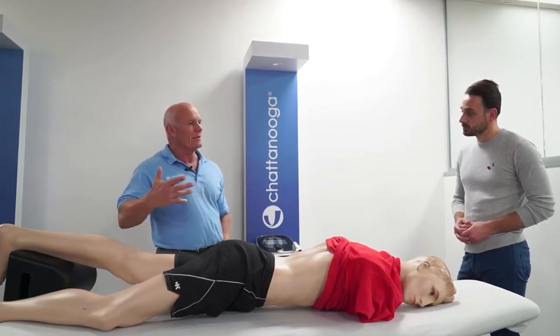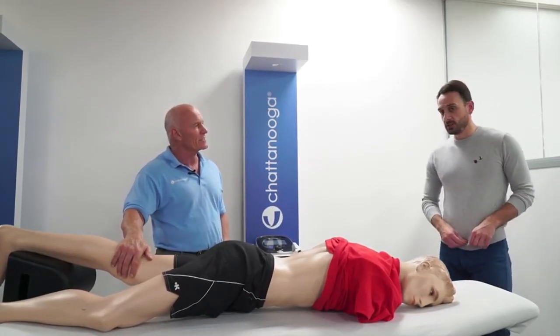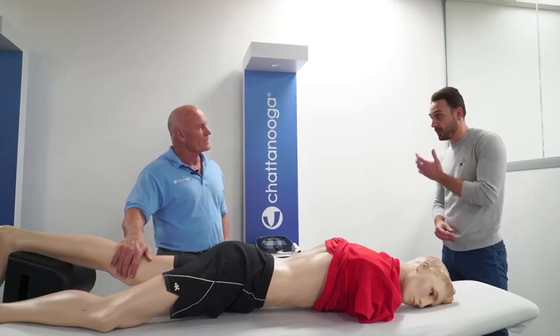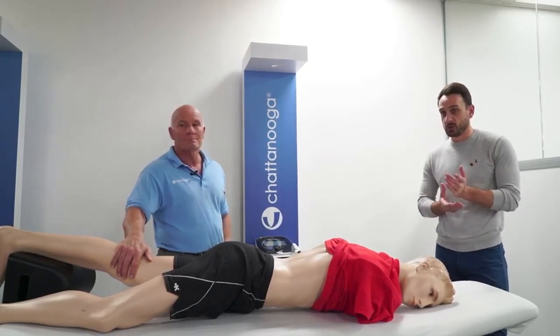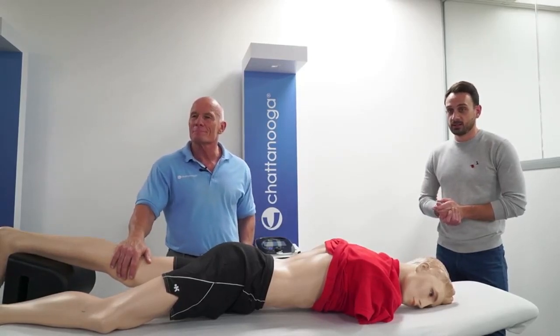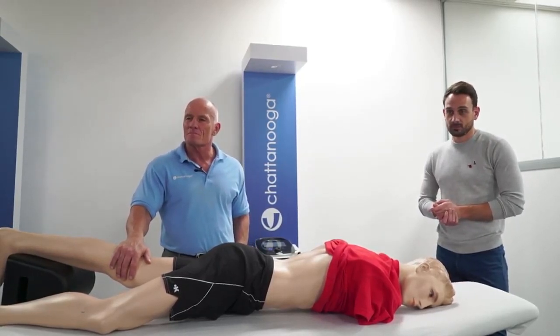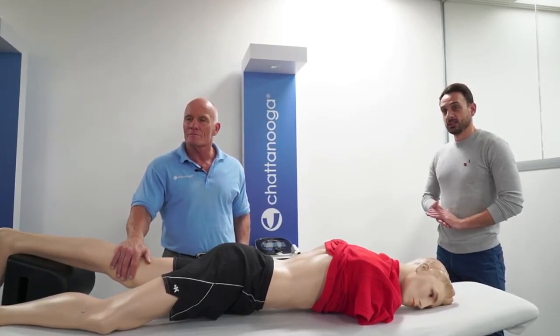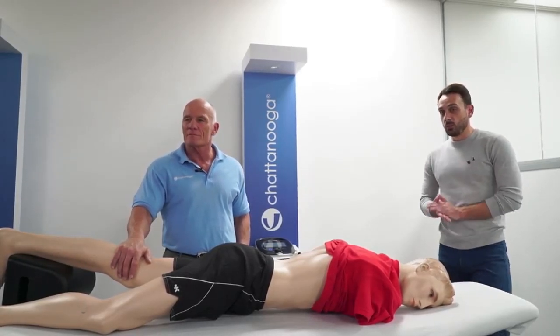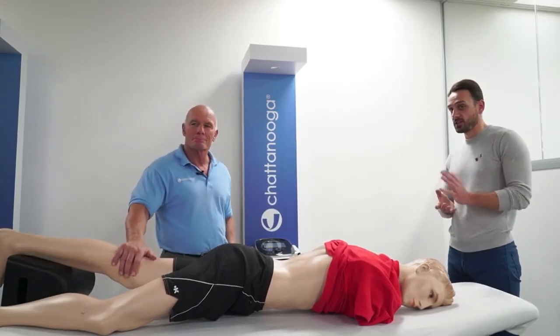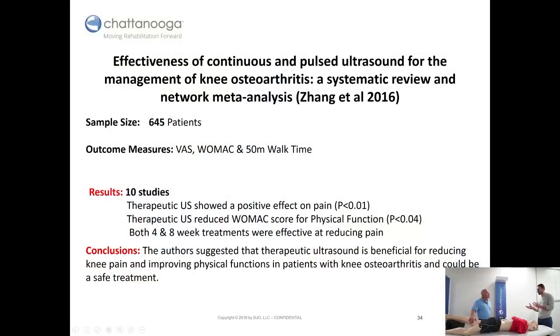Absolutely, yeah. And then the second study that I picked out, which is another randomised control trial, if you can switch to the next slide, was looking at 645 OA patients. This was from 2016, and again using very similar outcome measures: the VAS scale, the WOMAC scale, 50 metre walk time. They looked at 10 studies for therapeutic ultrasound and found that it showed a positive effect on pain, reinforcing the study we just looked at, and helped to improve physical function as measured on the WOMAC scale.